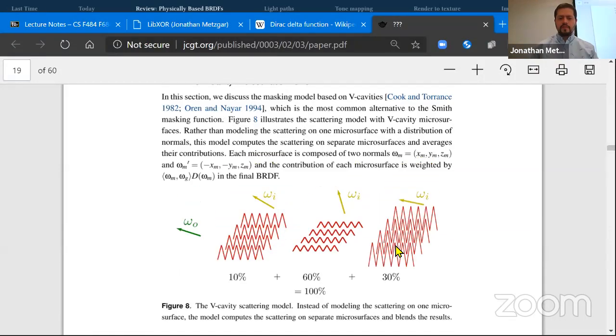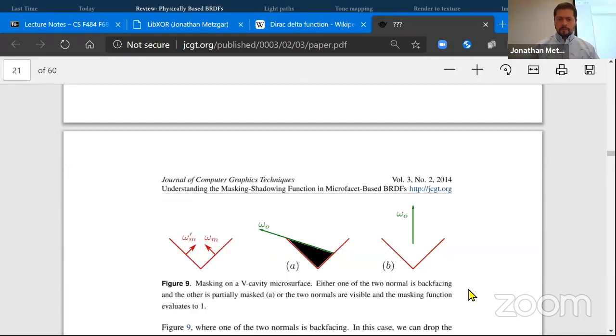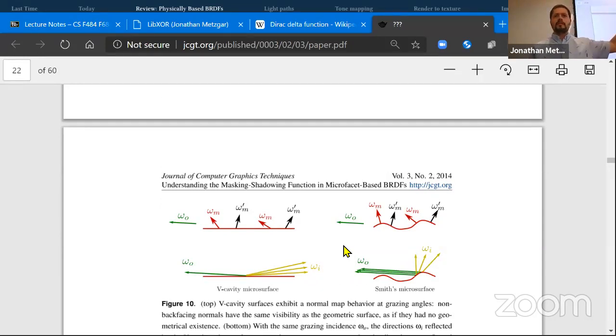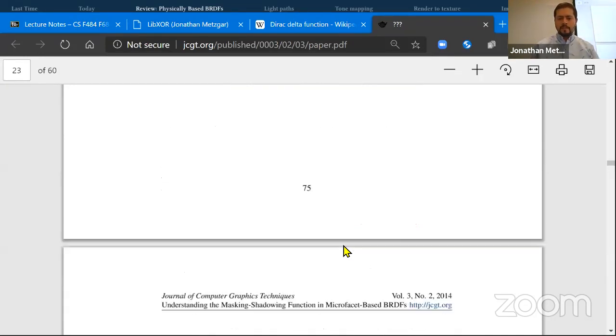There's another picture of the V cavity scattering model. Basically you compute scattering on separate microsurfaces, and then you blend the results together. There's another masking issue. If light reflected here and then bounced off another facet inside the microsurface and then bounced to a part that was visible again, that's another aspect of the masking shadowing, because you might have multiple scattering going on between facets. Most of the time we just ignore that, because unless we spend some time doing analytical work deciding what that model looks like, it gets expensive.